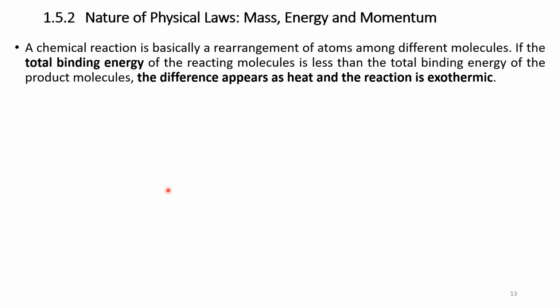A chemical reaction is basically a rearrangement of atoms among different molecules. If the total binding energy of the reacting molecules is less than the total binding energy of the product molecules, the difference appears as heat and the reaction is exothermic. Exothermic means that along with the changes due to the chemical reaction, heat is also generated or released.